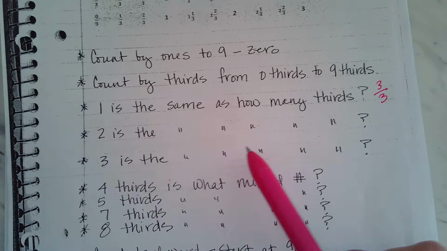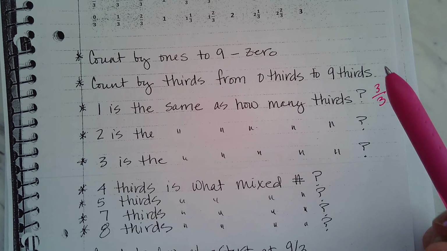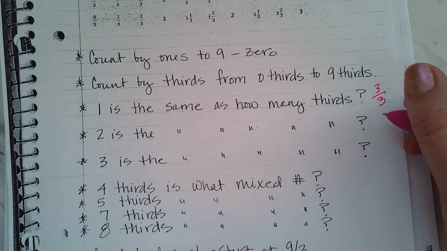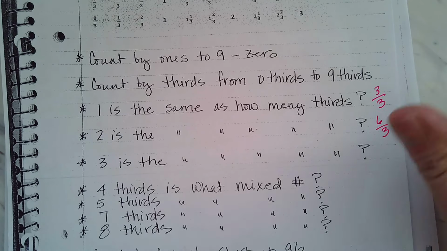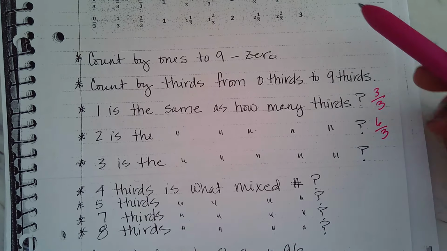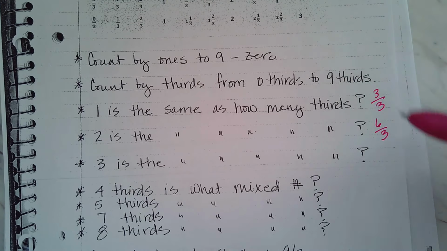2 is the same as how many thirds? 2 is how many thirds? 6 thirds. 3 is the same as how many thirds? 9 thirds.